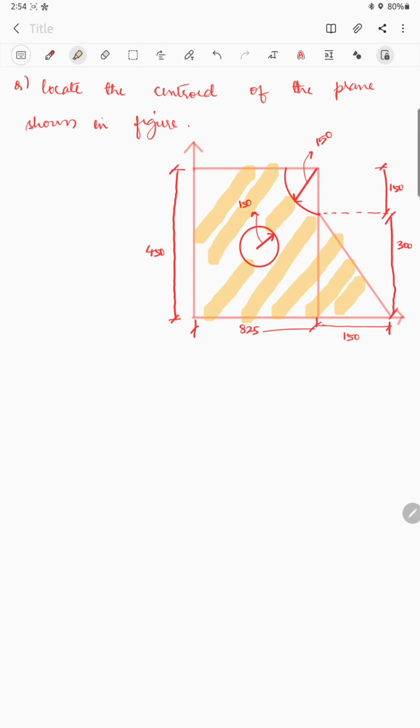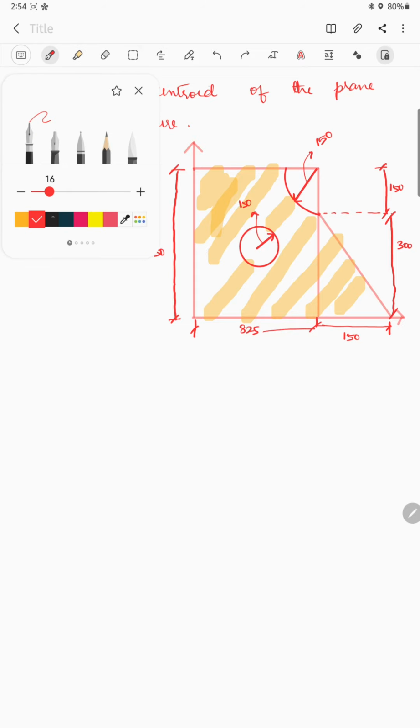So, the question is, we have to calculate the centroid of the shaded area. That means the shaded area is this one. This is the shaded area, and we have to omit this circle and this circle. These two, the semicircle and the circle, both we have to eliminate. So how to do that? We can do that with the help of our calculations.